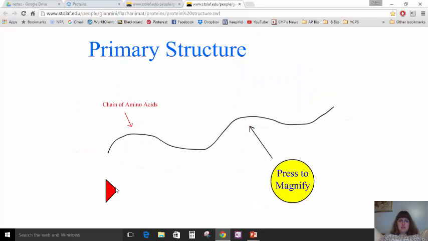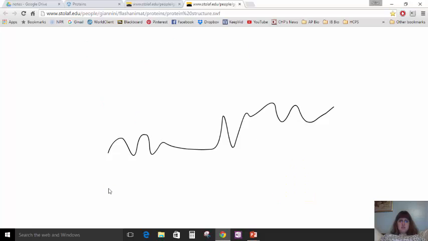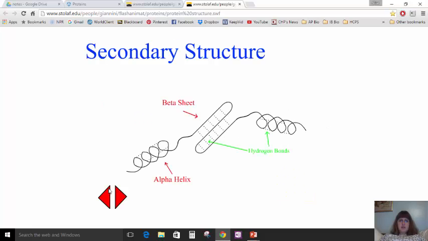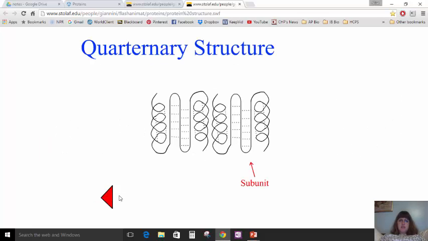So let's take a second to look at this, starting with primary structure. Again, magnifying, seeing those peptide bonds. Primary going into secondary, you have beta-pleated sheet and alpha helices. Now folding into tertiary, and then two coming together to form quaternary.